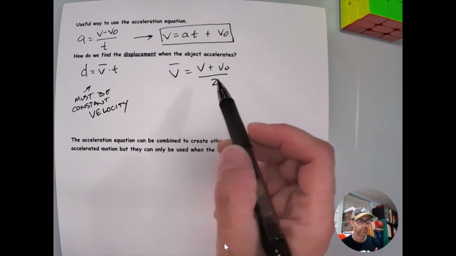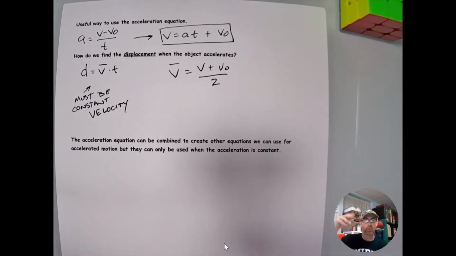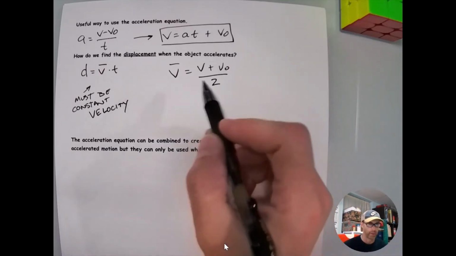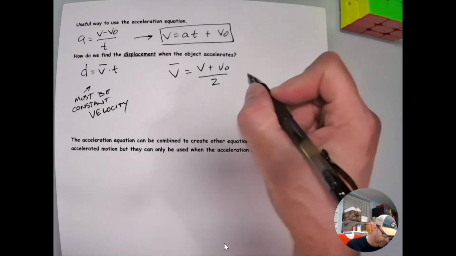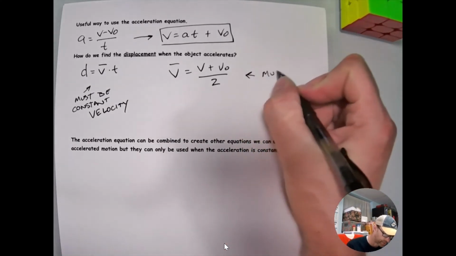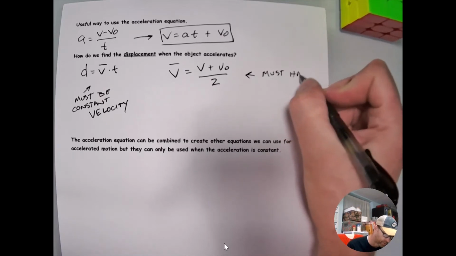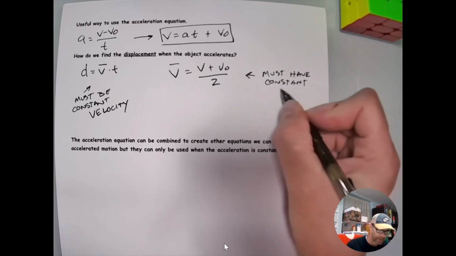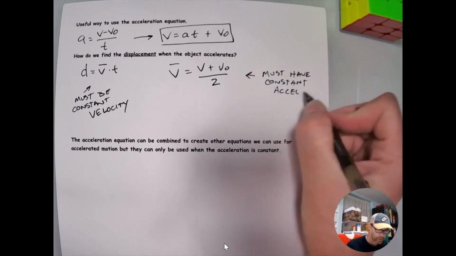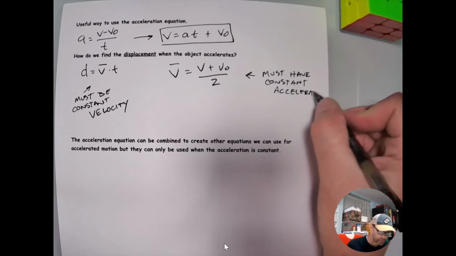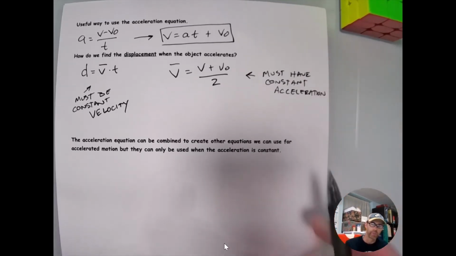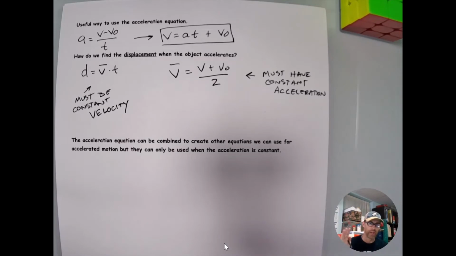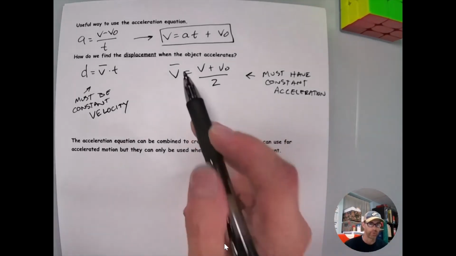Now, if the transition is very unsmooth, so imagine if a feather was falling. Well, feathers don't accelerate very smoothly. They kind of speed up and then slow down. They kind of flutter as they fall. And so this equation would not be valid for that. So this equation must have constant, but this time it has to have constant acceleration. So it has to change its speed smoothly from one speed to the next. And then this will give the correct average velocity.